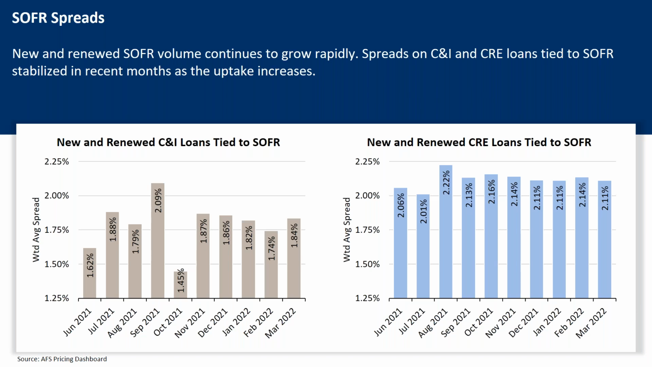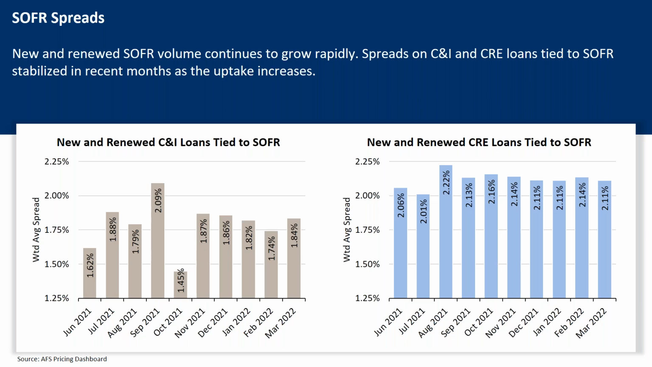What we saw for C&I loans on the left is that spreads on new and renewed loans tied to SOFR really varied widely during the second half of 2021. That was because market adoption of this index really didn't accelerate until much later in the year. The volume then began to stabilize around November and December. So I think it's the fact that we really didn't see a heck of a lot of SOFR loans early on that explains why those spreads were oscillating from 160 bips all the way to 209 earlier in this trend.